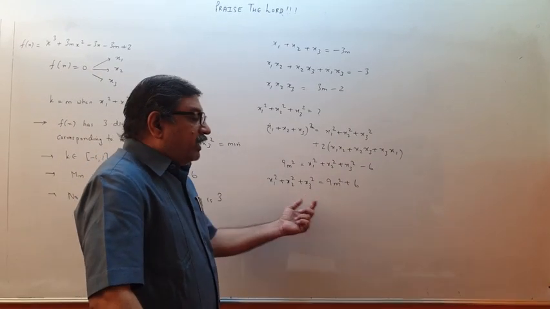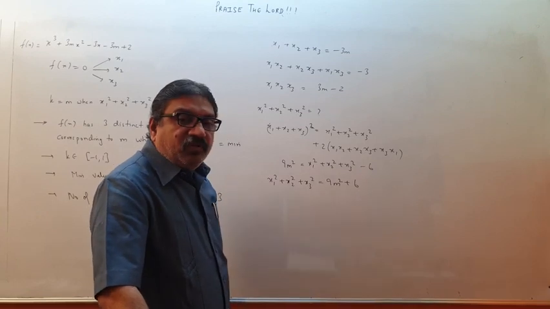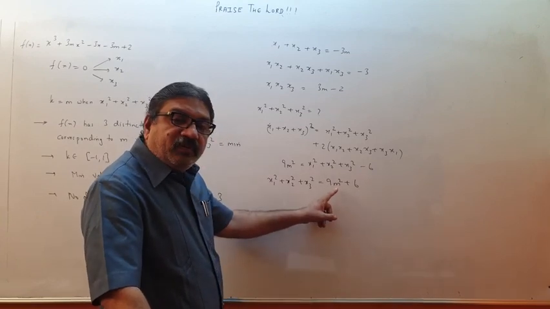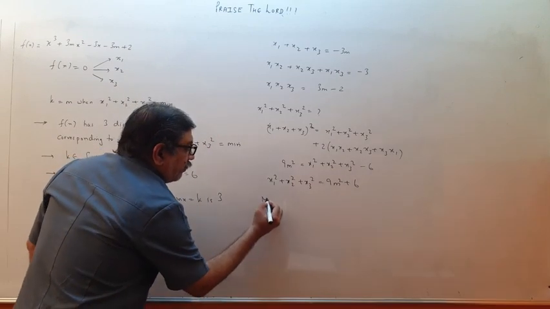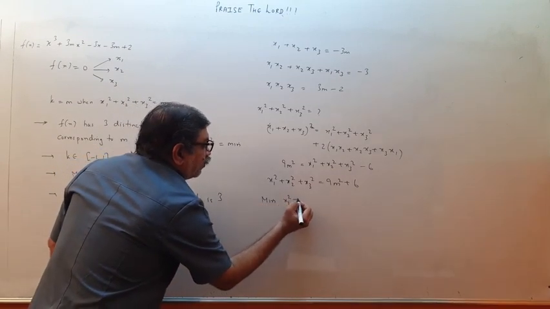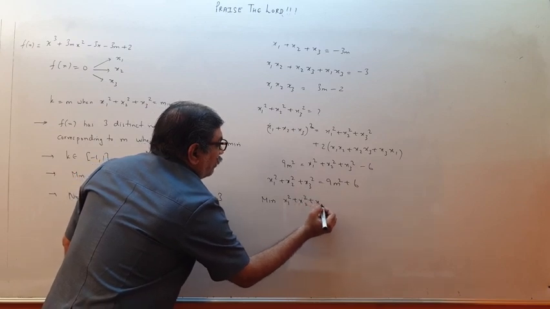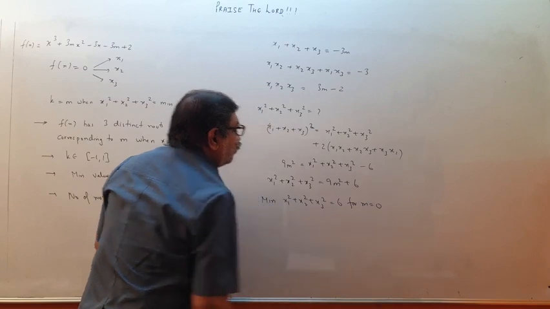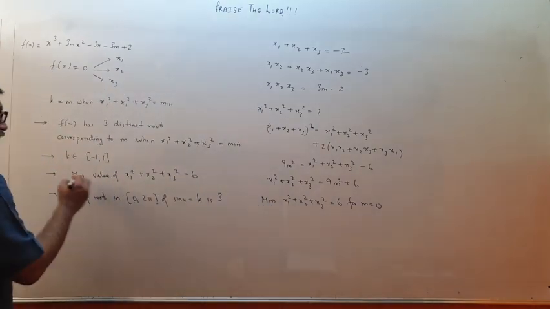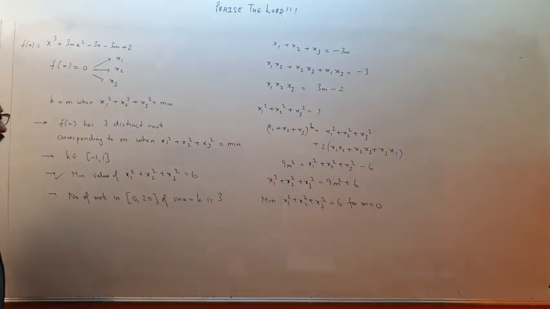So this will be minimum when m will be 0. If m is not 0, then m square will be positive, so the value will keep on increasing. So the minimum of x1 square plus x2 square plus x3 square will be 6 for m equal to 0. So this is correct. The minimum value is 6, yes.